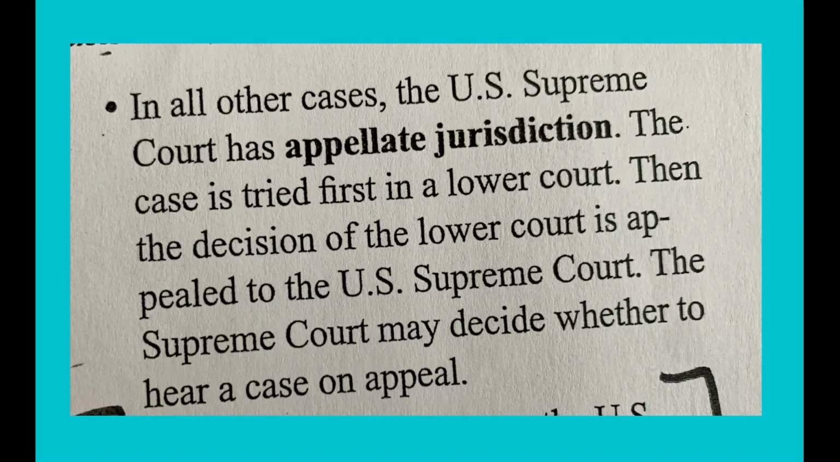In all other cases, the U.S. Supreme Court has appellate jurisdiction. The case is tried first in a lower court. Then the decision of the lower court is appealed to the U.S. Supreme Court. The Supreme Court may decide whether to hear a case on appeal.